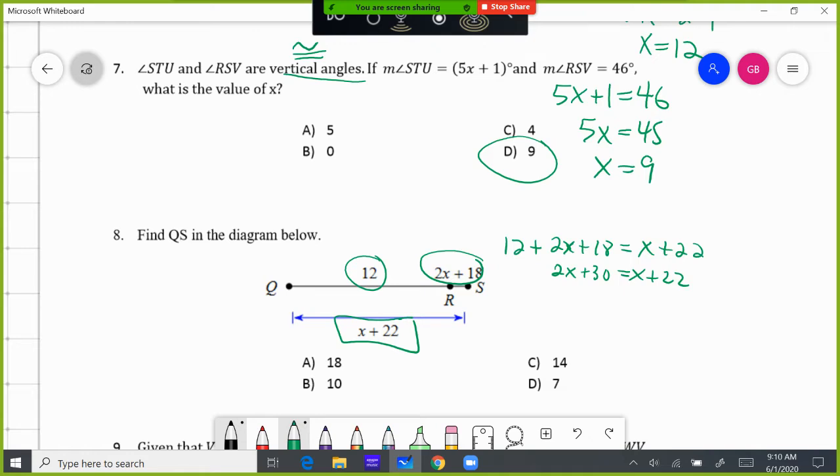Okay, I'm going to subtract x on both sides. So this leaves me with 1x over here on the left. And then I'm going to subtract 30 on both sides. So 22 minus 30 is -8. So if I want to find QS, I could just plug it in here. And that's 14.